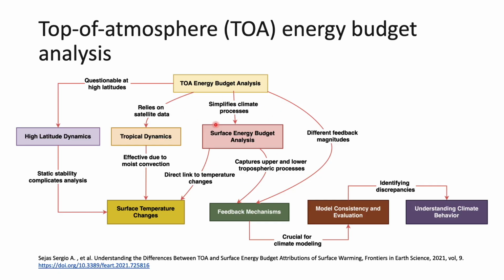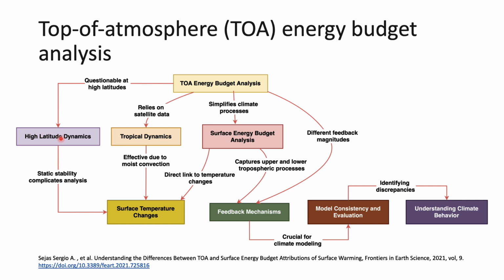So here is a schematic diagram of how we can study the energy budget at the top of the atmosphere. The total energy budget analysis can be carried out as shown here. How do we do it? We can calculate the high latitude dynamics. Once we know the high latitude dynamics, from that we can measure the surface temperature changes. From that we can use the equations to find out the total energy budget.